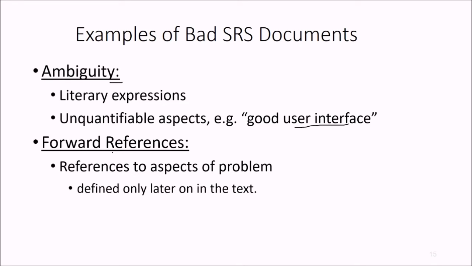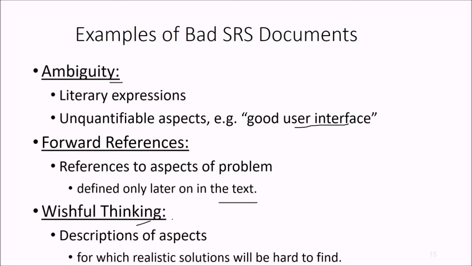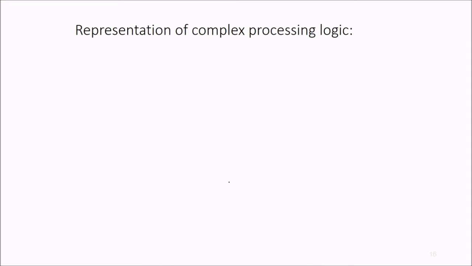And then you have forward references, meaning references to aspects of the problem. If you are defining it at that point, that is okay. But if you are referring to it later on in the text, that will not be considered a good SRS document. And wishful thinking: descriptions of aspects which you are not able to find out, or you are not confident yourself that you can answer them properly, or find good solutions realistically. This is called wishful thinking. Though this is good in real life, in an SRS document it is not advisable.